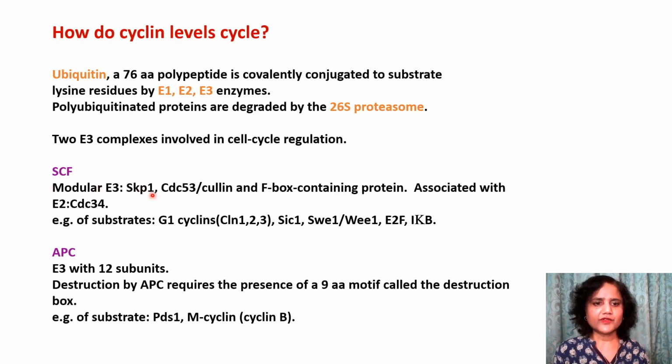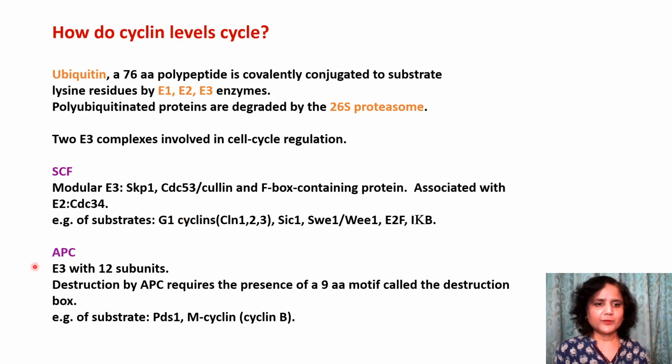It consists of SKP1, CDC53 or cullin, and F-box containing protein subunits. And this is associated with an E2 enzyme, CDC34. Some of its substrates include the G1 cyclins, SIC1, SWE1 or WEE1, E2F, and I-kappa B, etc.